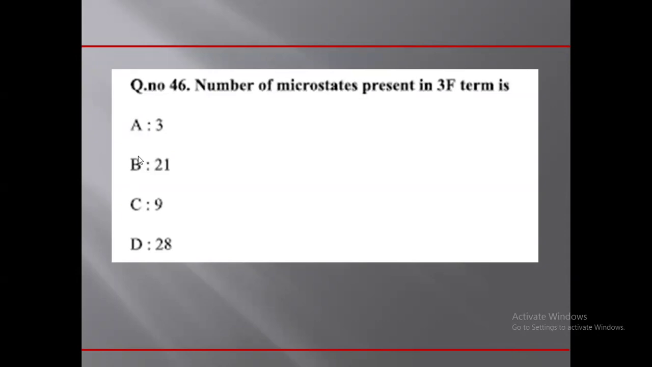So 3F, where 3 is the multiplicity. What is the formula? In brackets (2S+1), and another bracket (2L+1). Here, S is 0, P is 1, D is 2, and F is 3. In this question we are already given the multiplicity, so by using this formula you can calculate here. So we get 21 microstates for the 3F.